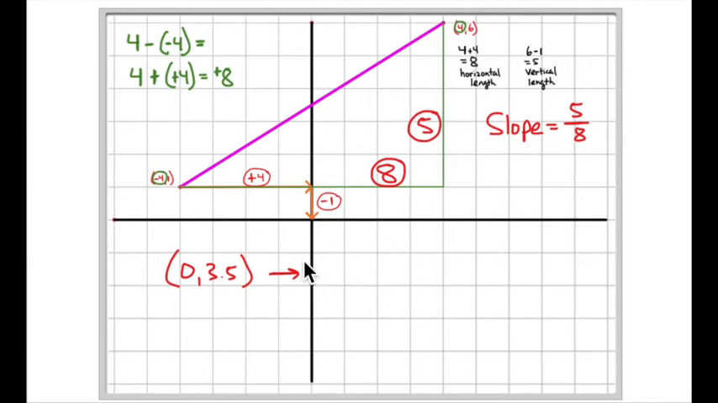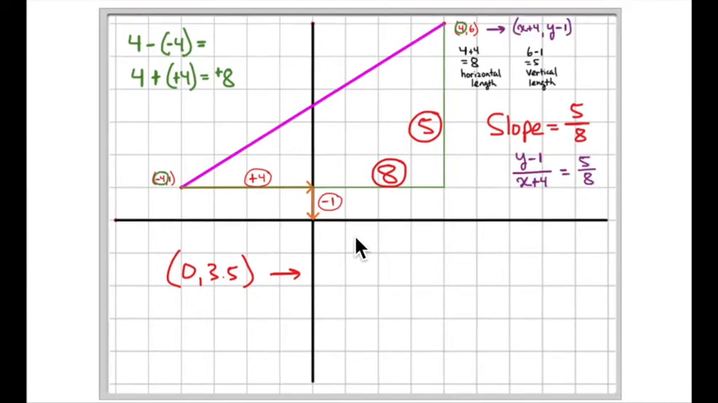So to figure out whether point 0, 3.5 is on the line, actually you could just go to 0 and then go up 3.5, 1, 2, 3.5, and figure out, yeah, hey, it's on the line. But we want to do this mathematically. So how do you figure this out mathematically? Well, let's figure out the equation.